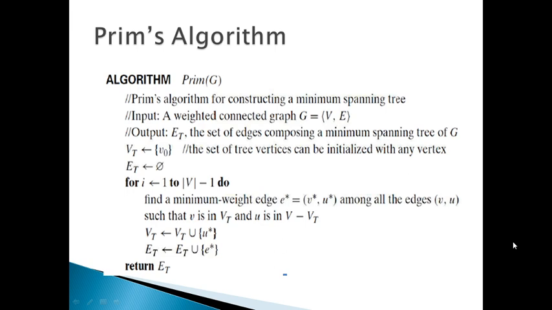Once the nearest vertex u is found, then it is added to the vertex set VT, and the edge which creates v to u will be added to the set ET. This step repeats until all the vertices are reached and added to VT. So this will create the minimum cost spanning tree.